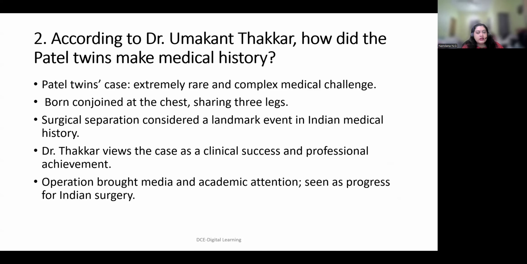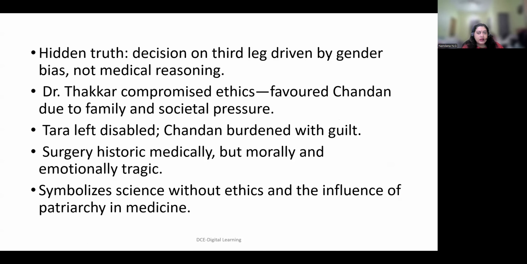Dr. Thakkar views the case as a clinical success and professional achievement. The operation brought media and academic attention and is seen as progress for Indian surgery. But the hidden truth is the decision on the third leg was driven by gender bias, not medical reasoning. Dr. Thakkar compromised ethics and he favored Chandan due to family and societal pressure. Tara is left disabled while Chandan is burdened with guilt. Surgery is historic medically, but morally and emotionally, it results in a tragic ending. So the surgery symbolizes science without ethics and the influence of patriarchy in medicine.